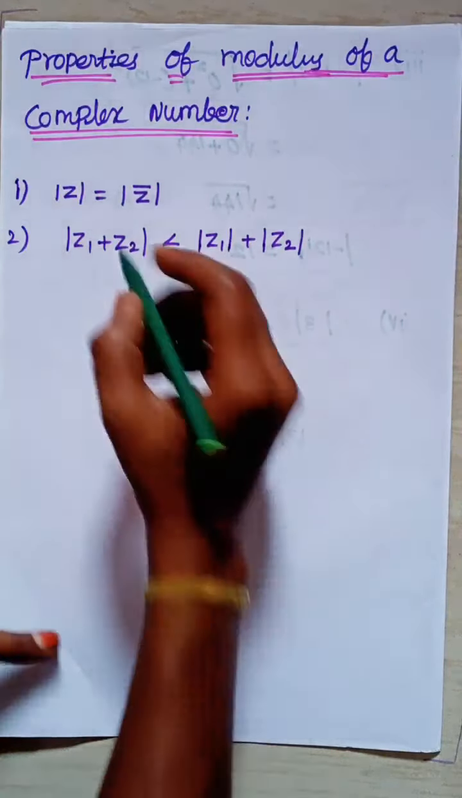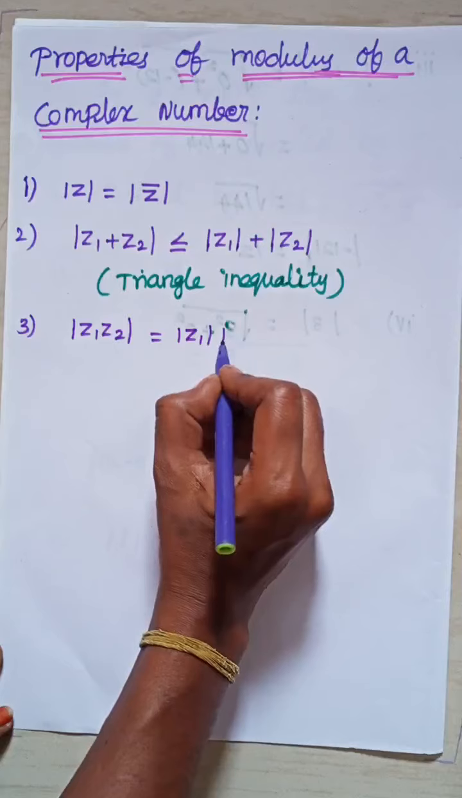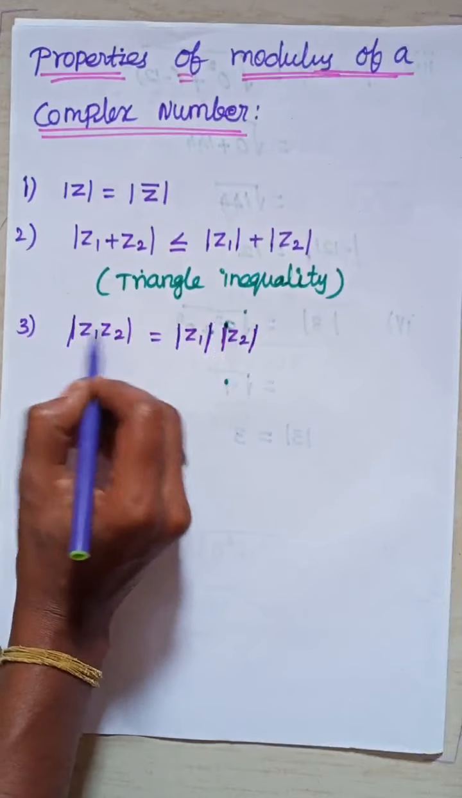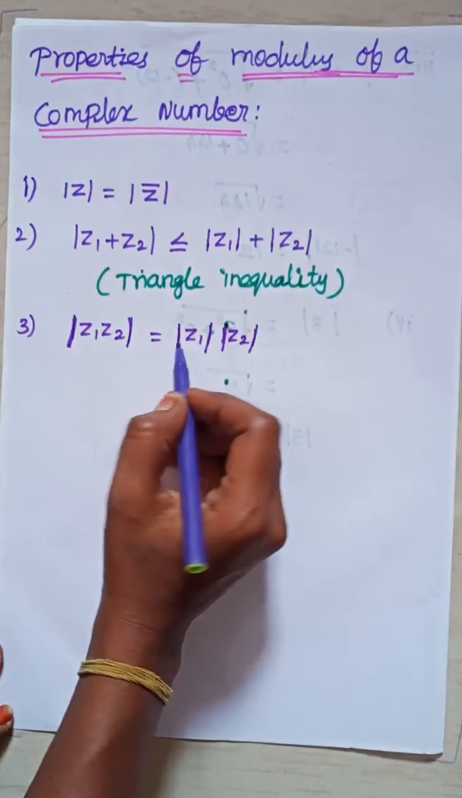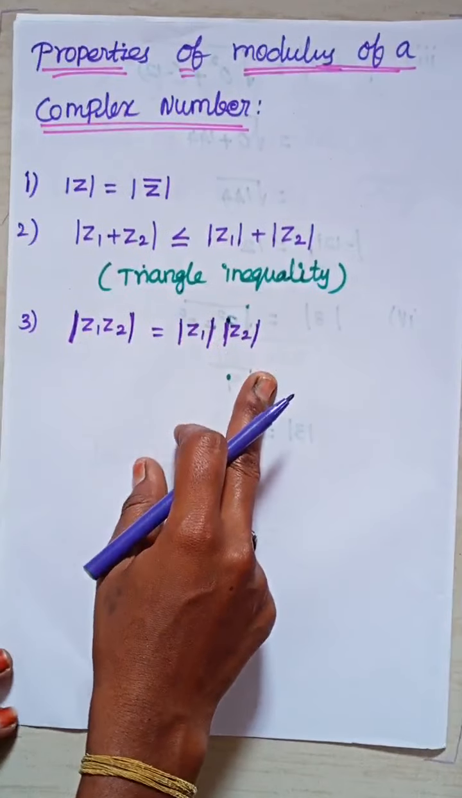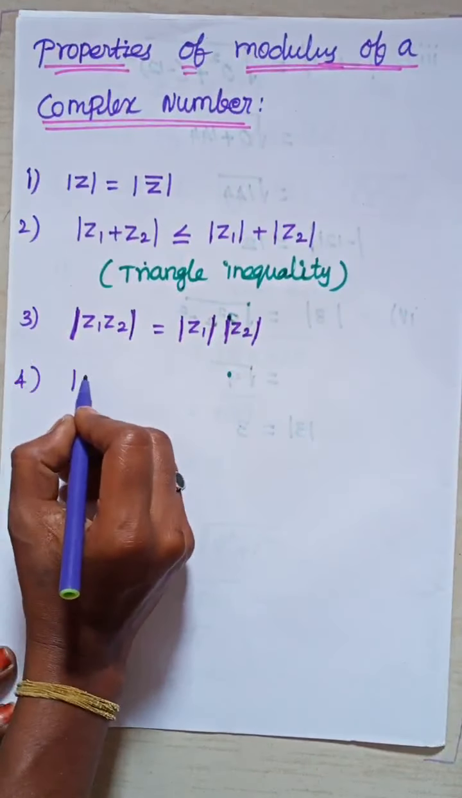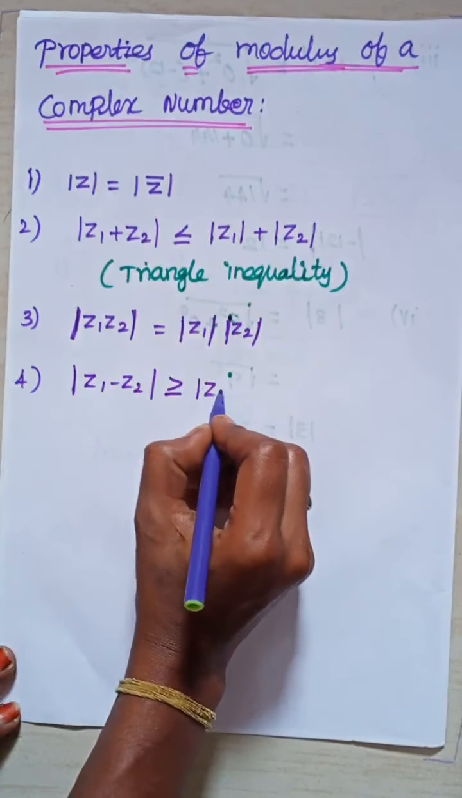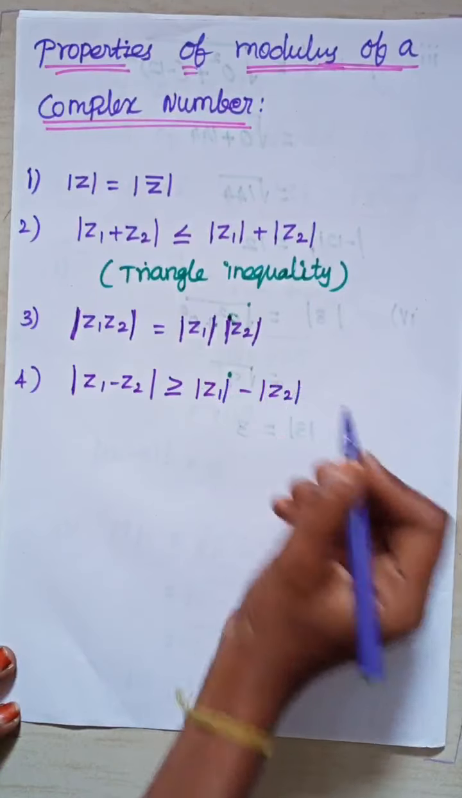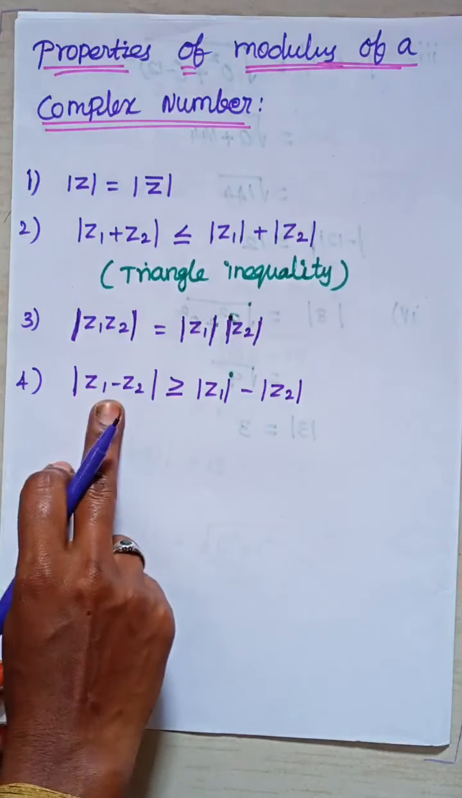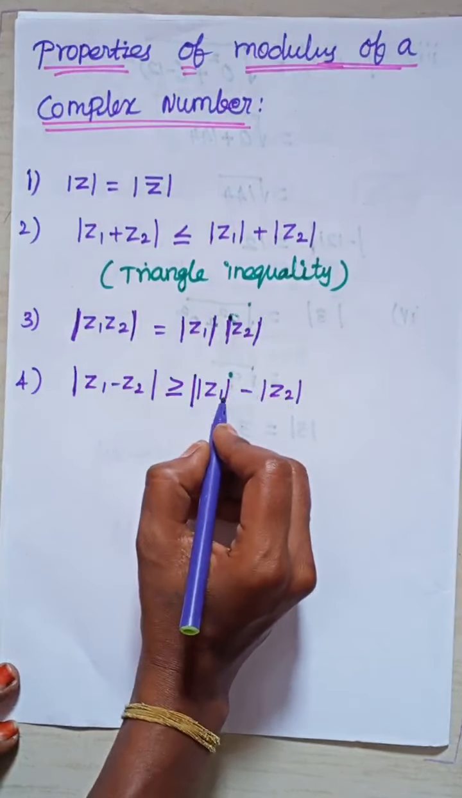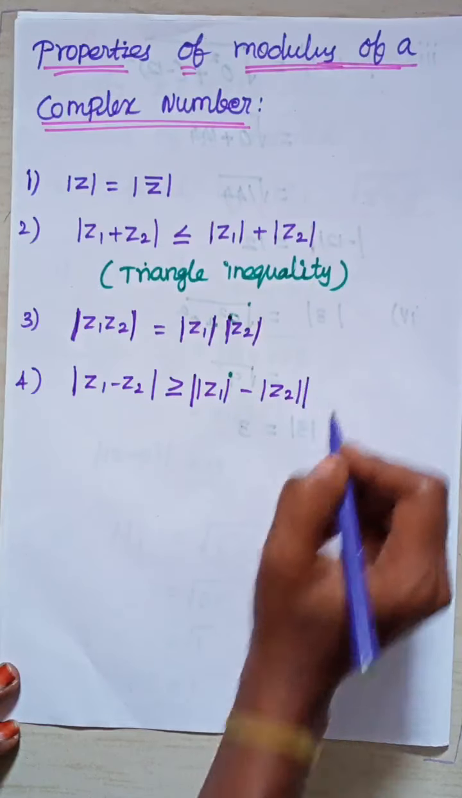And then the third property says modulus of z1 into z2 is equal to modulus of z1 into modulus of z2, the product of the moduli. Write it as separate moduli. And then the fourth property says modulus of z1 minus z2 is greater than or equal to modulus of z1 minus modulus of z2. What is it? Modulus of z1 minus z2 is greater than or equal to modulus z1 minus modulus z2.